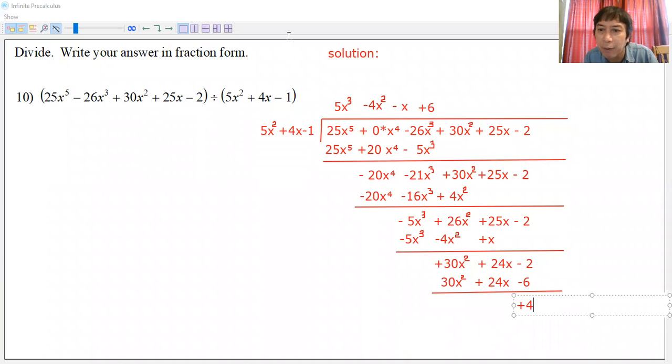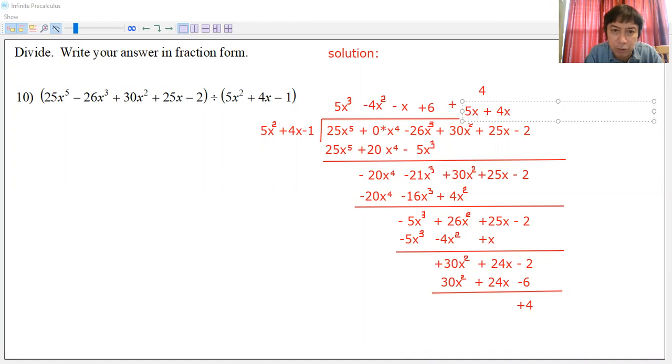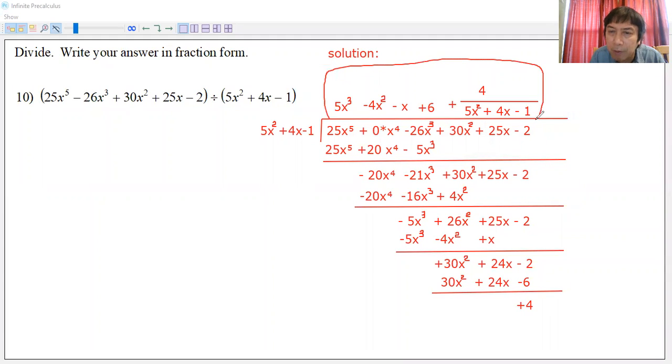Final answer should be, we write here plus, and then we put the 4 on top, and then the divisor at the bottom. The divisor will be 5x squared plus 4x minus 1. Okay, so this will be squared, and then with a fraction symbol over here. That's it, and we're done with our division. This will be our quotient.